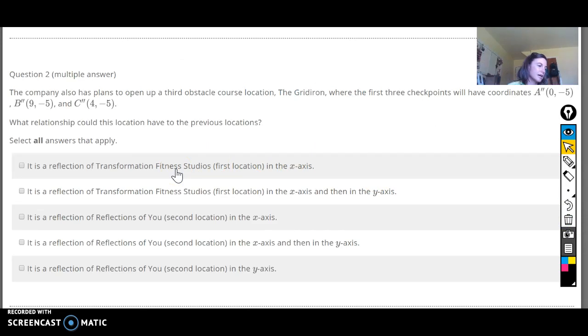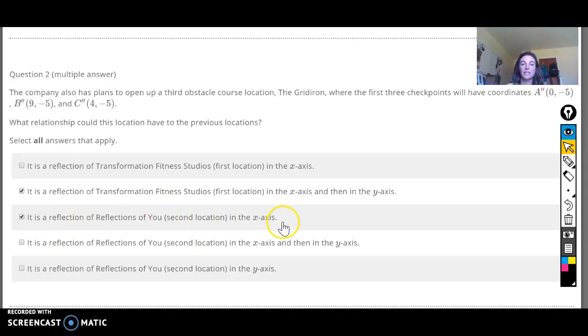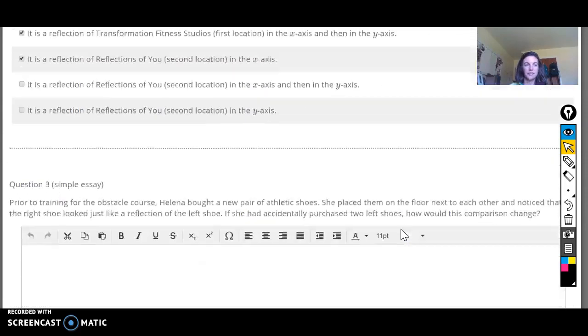Okay, so let's choose those answers. So to get from the reflections of U, let's see, it's a reflection of Reflections of You on the x-axis, okay, and then it's a reflection of Transformation Fitness Studios in the x and the y-axis. Okay, so Transformation Fitness Studios was the first location, so it had to go twice, and Reflections of You was the second location. It had to go only once, and that was along the x-axis. Whew, hopefully that makes sense. Let's scroll down to the last one.